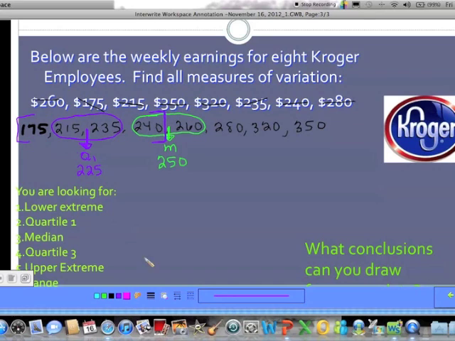Now I'm looking for the upper quartile. So any number that is greater than the median is my upper half of the data. So I find the median of the upper half. Here are my two numbers. So I'm looking for the number that falls in between the two numbers. Add them, divide by 2, and that gives me 300. So my Q3, or my upper quartile, is 300.